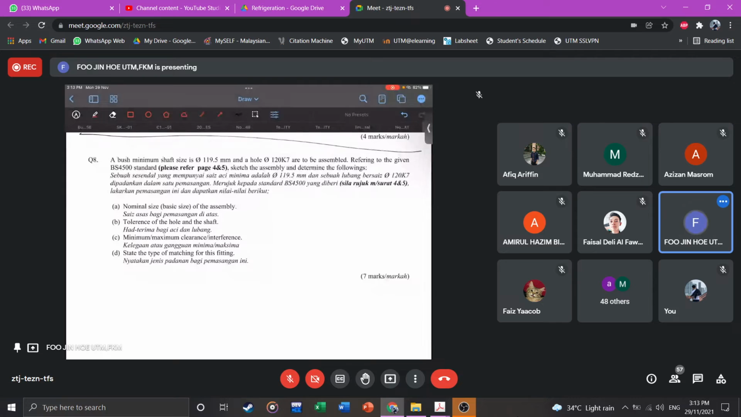So we try to look into this. A shaft, a bush. A bush is basically a shaft, right? And a hole is this. So it's 120 K7. We get the figure first. 120 K7.